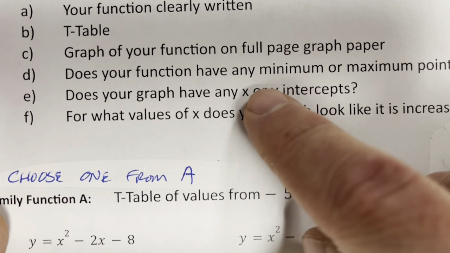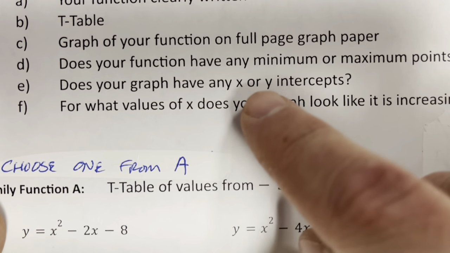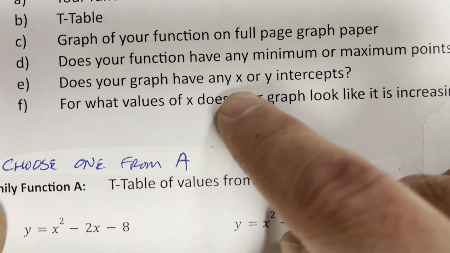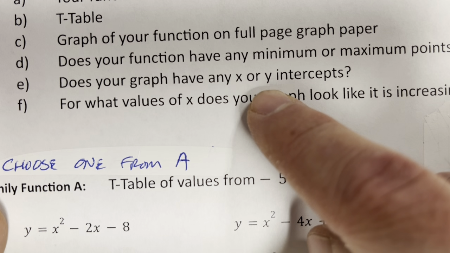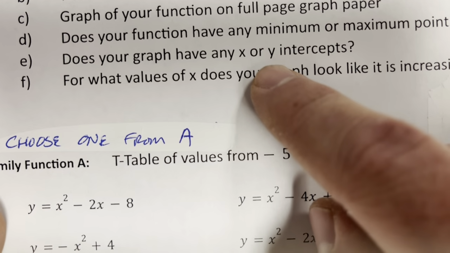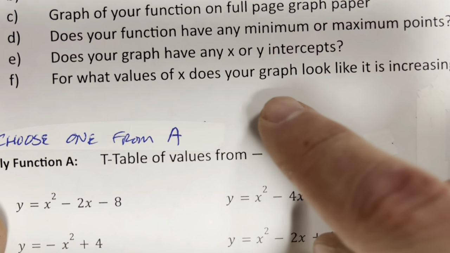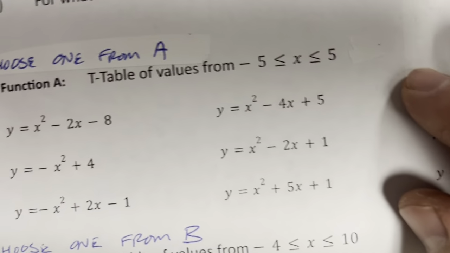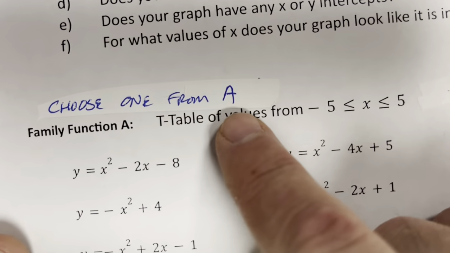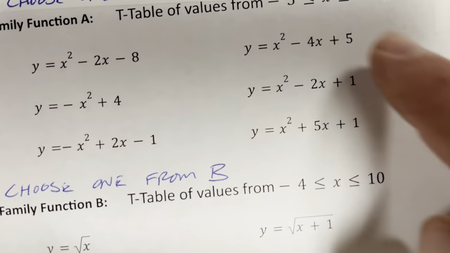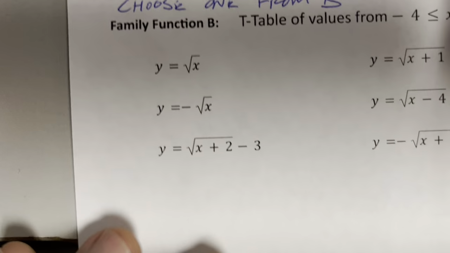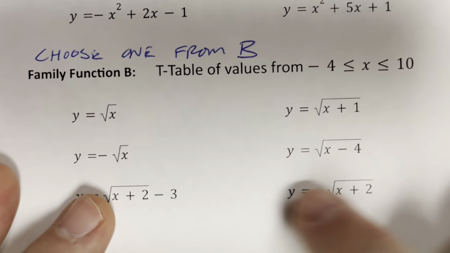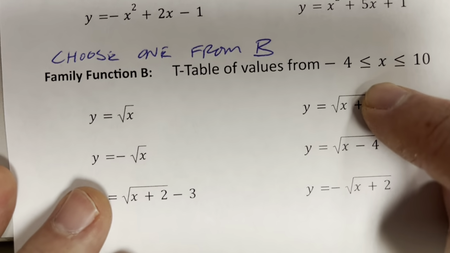Does your function have any minimum or maximum points? Does your graph have x or y intercepts? X is when it crosses the x-axis, y is where it crosses the y-axis. For what x values does your graph look like it is increasing and decreasing? You are going to choose one from family A, and you're going to choose one from family function B. So you're going to do one from each of those.